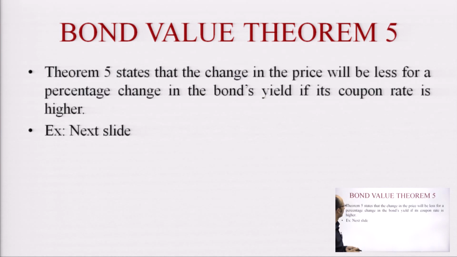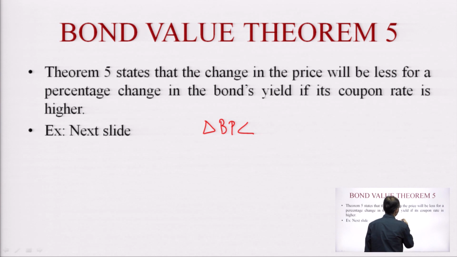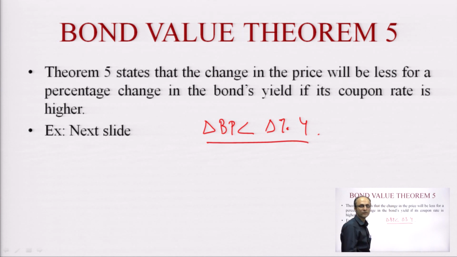Now we come to our theorem 5. Bond value theorem 5 states that the change in the price will be less for a percentage change in the bond's yield if its coupon rate is higher. What does this theorem try to tell us? This theorem tries to tell us the change in the bond price will be less for a percentage change in the bond's yield. How can we understand this concept here?